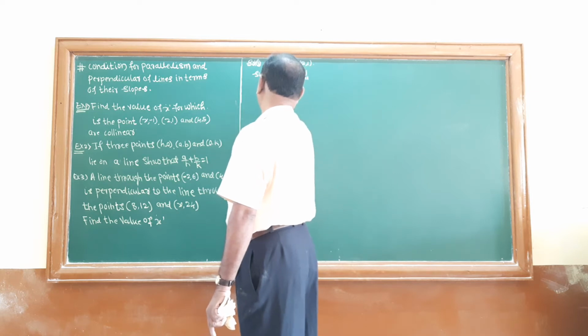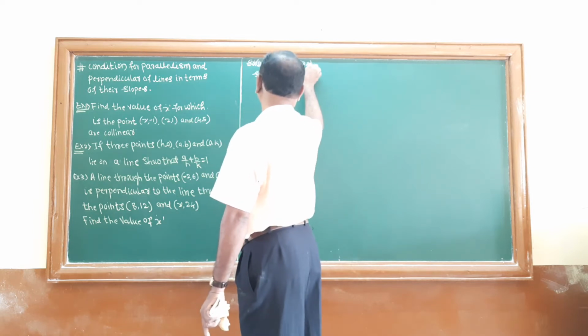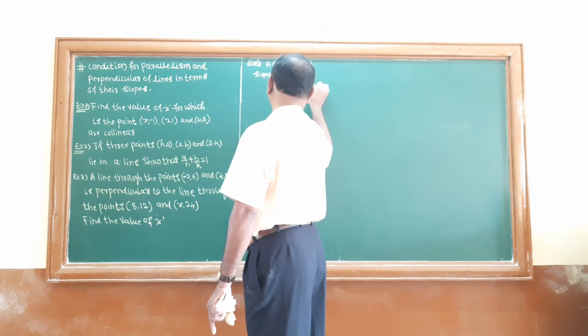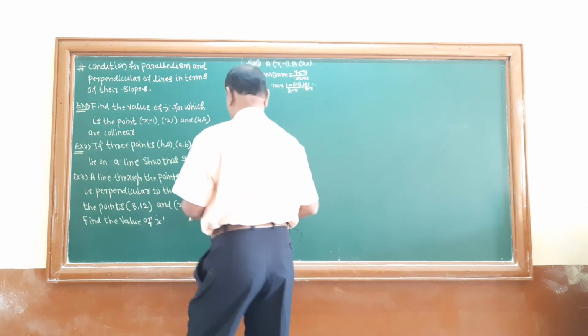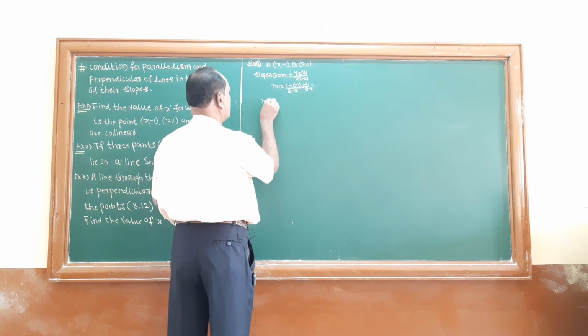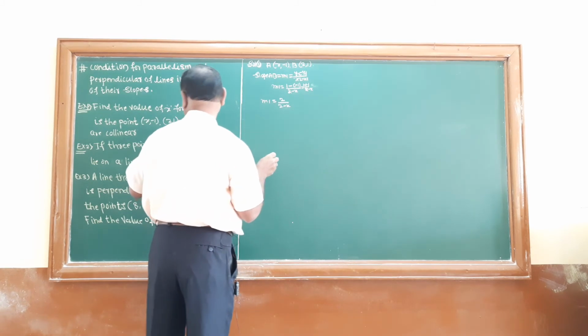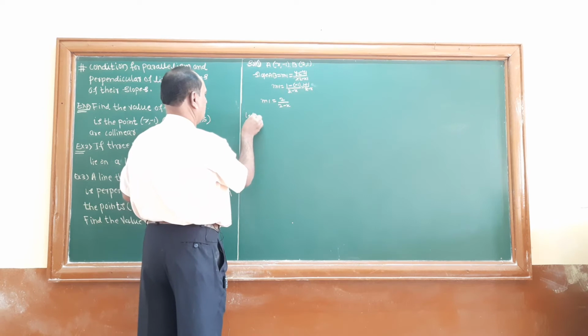Substitute the values. Therefore m1 is equal to y2 minus y1, that is 1 minus of minus 1, divided by x2 minus x1, that is 2 minus x. Totally 1 plus 1 divided by 2 minus x. So the value of m1 comes to simply 2 divided by 2 minus x. Then the second point, let that be point B.